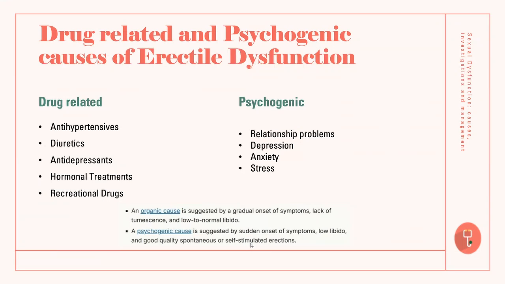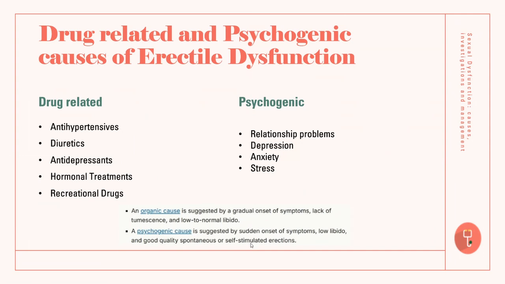Okay, so let's have a look at drug-related and psychogenic causes of erectile dysfunction. Drug-related, this isn't an exhaustive list, but some of the things to keep in your mind are antihypertensives, diuretics, antidepressants, any hormonal treatments, and recreational drugs. And then our psychogenic side of things, which is again very, very common with a lot of patients, especially younger patients. I think there's a lot of stress and pressure that people put on themselves to quote unquote perform, and that causes a lot of people quite significant distress. Other things can be relationship problems, depression, anxiety, and just general stress in life.